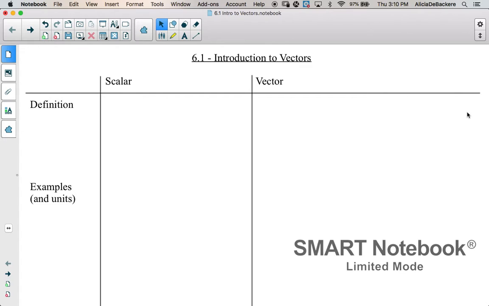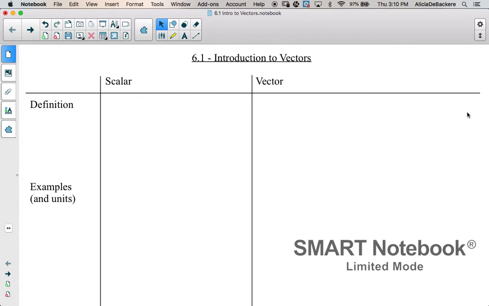Okay, welcome to chapter 6. In this chapter, we are leaving calculus behind and moving into the world of vectors. Now, for those of you who have taken some physics in the past, this is kind of a double-edged sword. You've already seen vectors, and so this tends to go one of two ways for students.